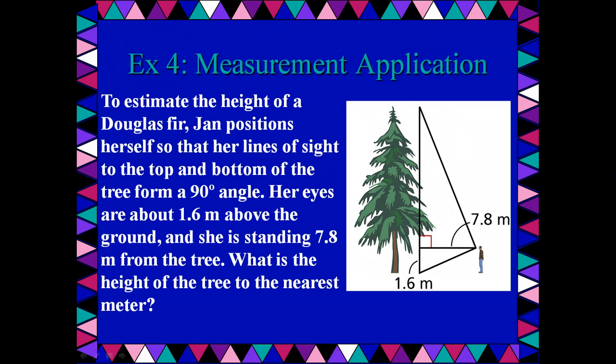Let's look at another example, a measurement application. To estimate the height of a Douglas fir, Jan positions herself so that her lines of sight to the top and bottom of the tree form a 90-degree angle. Her eyes are about 1.6 meters above the ground, and she is standing 7.8 meters from the tree. What is the height of the tree to the nearest meter?